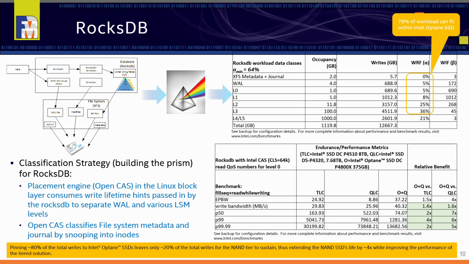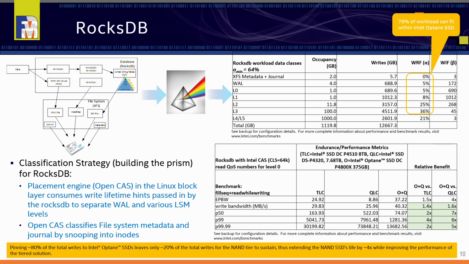And we find out that write-ahead log and upper levels are pretty small in terms of capacity, but most of writes are targeted to those levels. As you can see in the table on the right, almost 80% of writes are targeted to pretty small LBA range, pretty small capacity. So we wanted to build a classifier to pin this data to Optane while bypassing lower LSM levels to QLC drive.